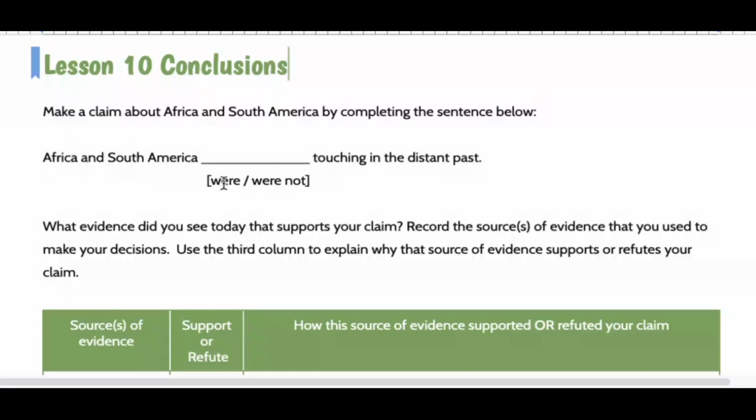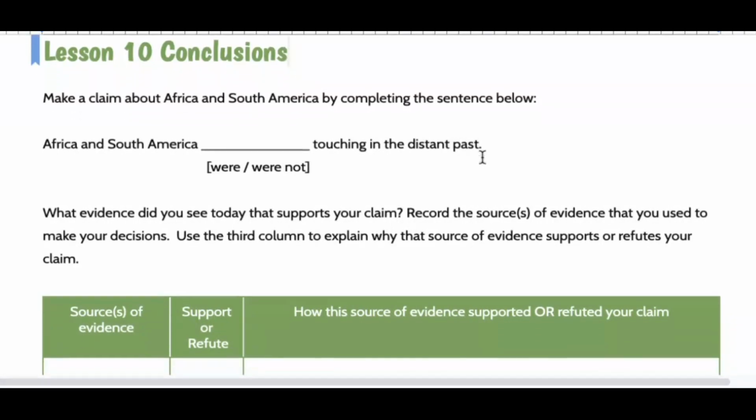What you're going to do here after we look at the evidence, not before, but after, you're going to put one of these two words in that blank. So you're either going to have Africa and South America were touching in the distant past, or you're going to make it Africa and South America were not touching in the distant past. Okay? So based on the evidence, not what you've been told, but based on our evidence.